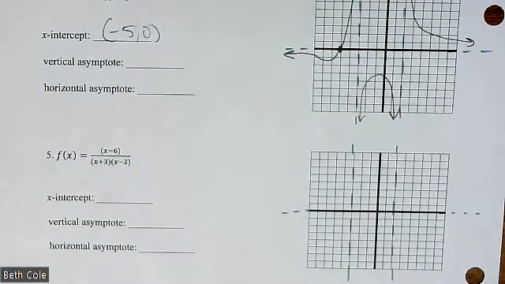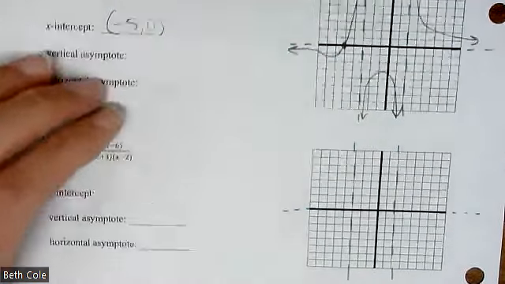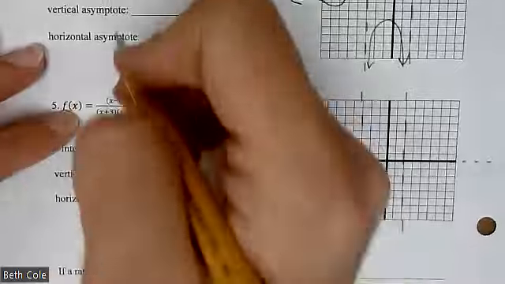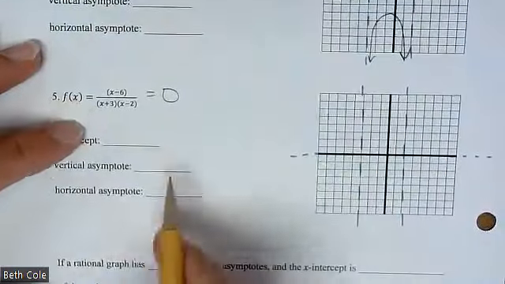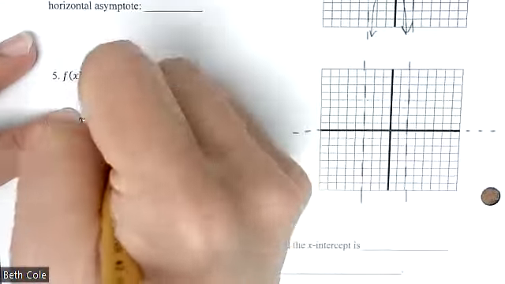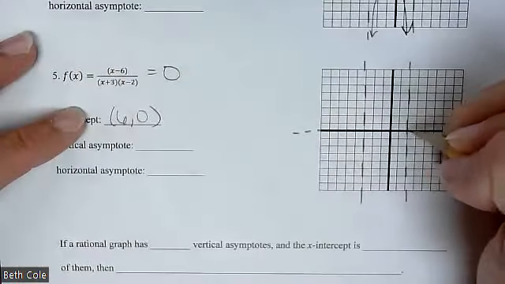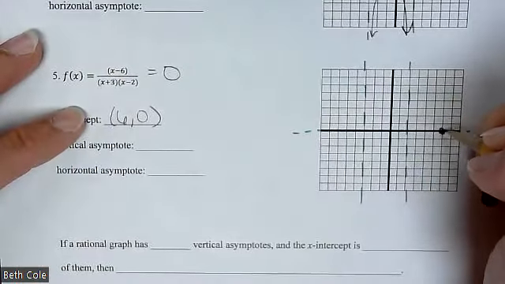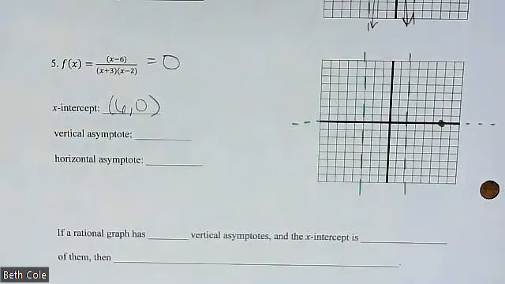No one asked me anything. I want to do the next one because we got off track on the other side of the paper. All right. I just want you to compare and contrast. If you set this one equal to 0, what's your x-intercept? 6. Do you see how that is not in between the asymptotes? You're going to end up with like a little bump.